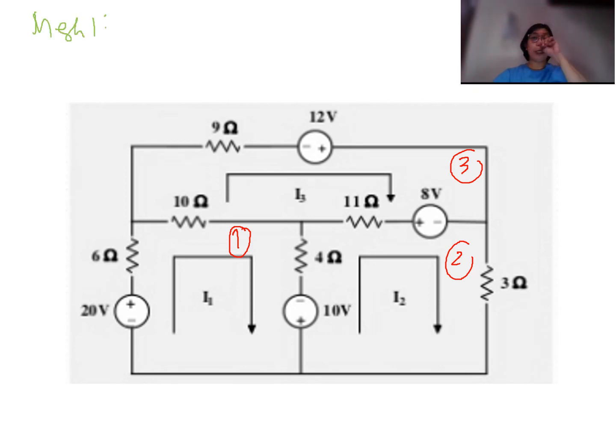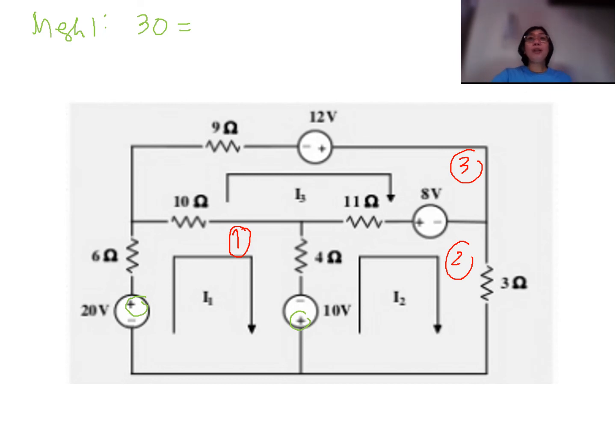So look at your mesh number 1, okay? How many voltage sources will mesh number 1 pass through? Following the loop here, following the mesh, we have positive 20 and positive 10. Both are positive, so they're additive. 20 plus 10, we have 30 as our constant.